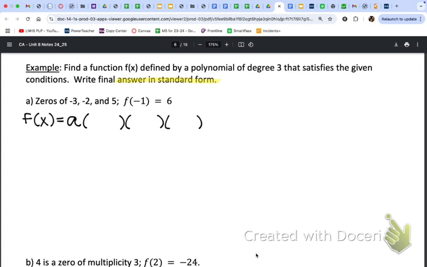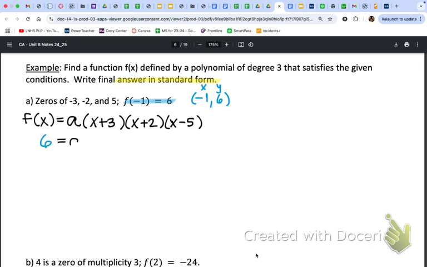Let's see, your zeros are negative 3. What factor does that come from? x plus 3, right? Negative 2 comes from x plus 2, and then positive 5 comes from x minus 5. Okay, and then here's the point that we're using. We're using the point f of negative 1 is 6. So that's the point negative 1, 6. This is an x value and a y value, folks. It's just in function notation, and so you're going to take that and plug it in. Your f of x, or your output value, is 6, so that goes over there.